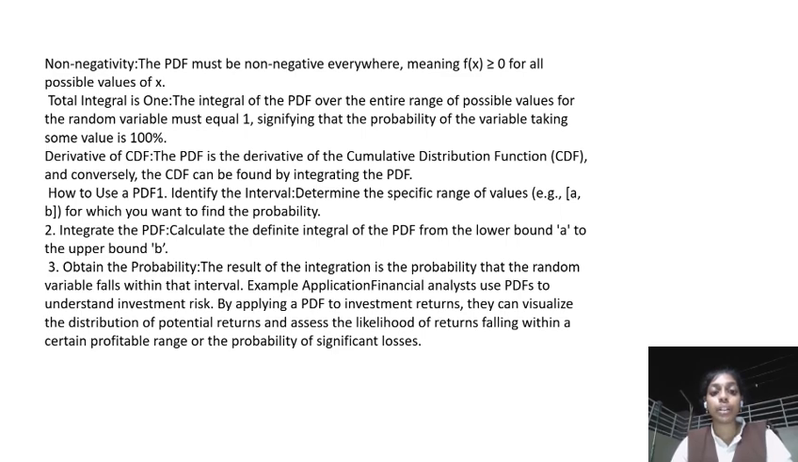How to use a PDF. One, identify the interval: determine the specific range of values, for example a comma b, for which you want to find the probability. Two, integrate the PDF: calculate the definite integral of the PDF from the lower bound a to the upper bound b. Three, obtain the probability: the result of the integration is the probability that the random variable falls within that interval.